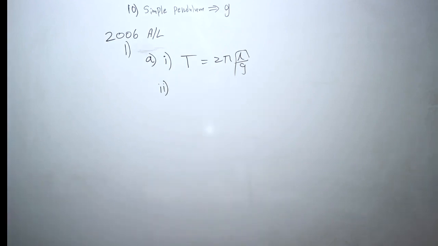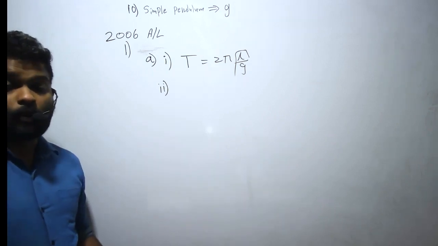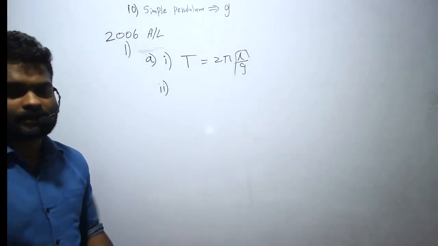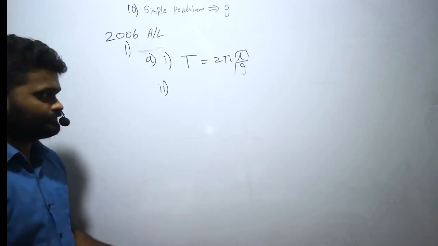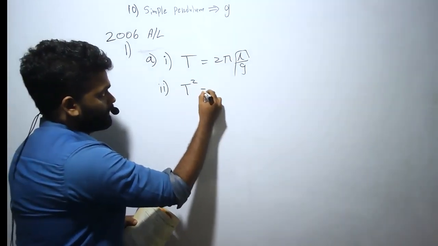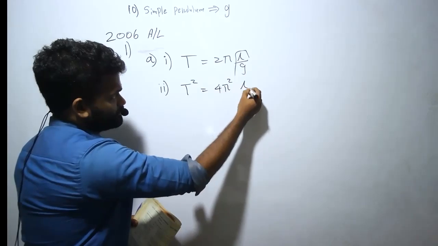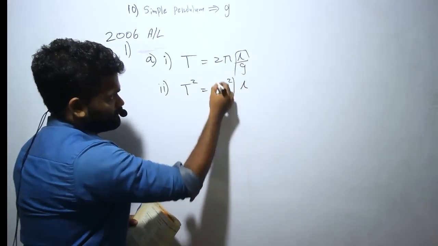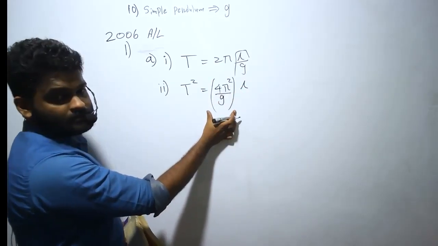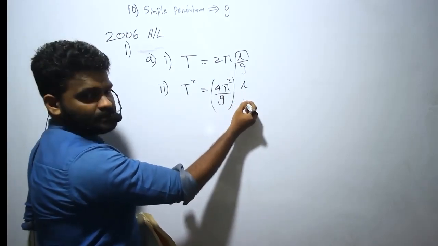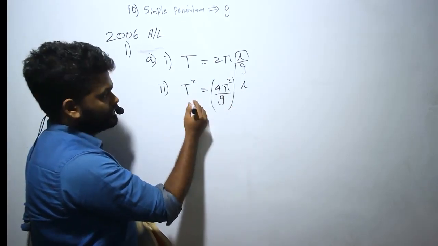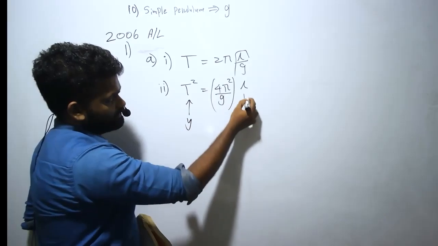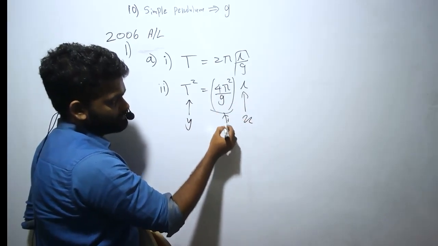Second part: rearrange the above expression in the most suitable manner in order to obtain a value for g by plotting a graph. Most suitable manner, right? So you have to square. When they say most suitable manner, this manner. You cannot put g here. You have to put g like this. So this becomes Y. This becomes X. This becomes the gradient.